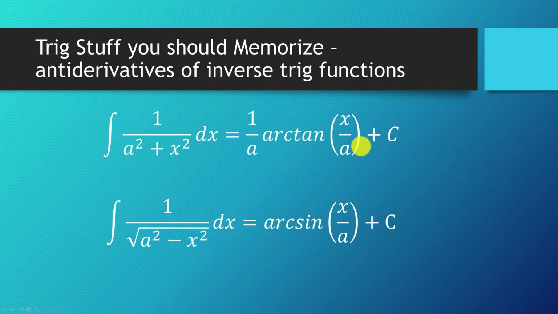So speaking of which, here's a bunch of stuff I would like you to memorize. The antiderivative of 1 over a squared plus x squared, and the antiderivative of 1 over square root a squared minus x squared are ones that are going to show up quite a bit. And you can do TrigSub with these if you want, or you can do u substitution, but you have to factor out the a, and it's a little bit confusing. So I'd prefer if we just memorize these antiderivatives.